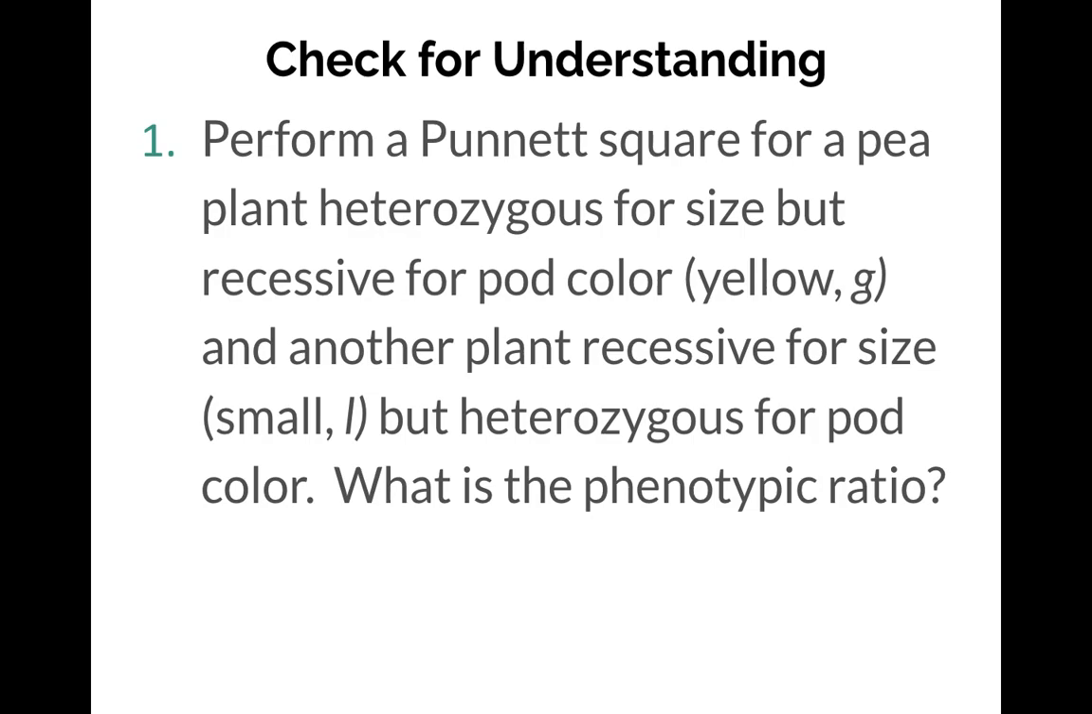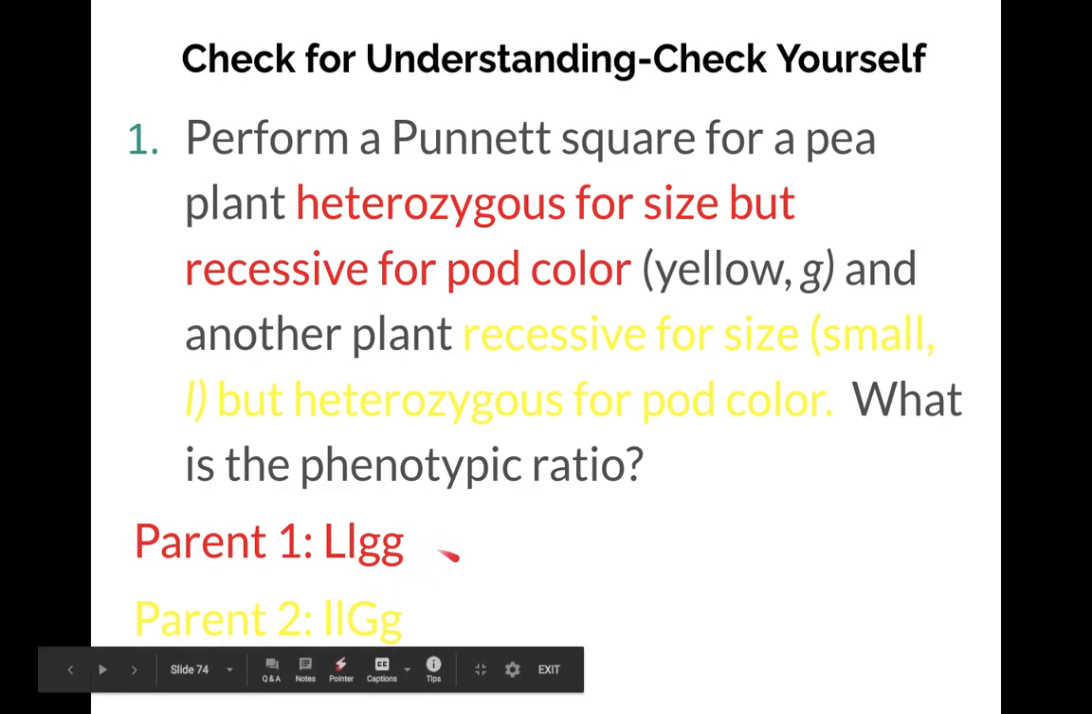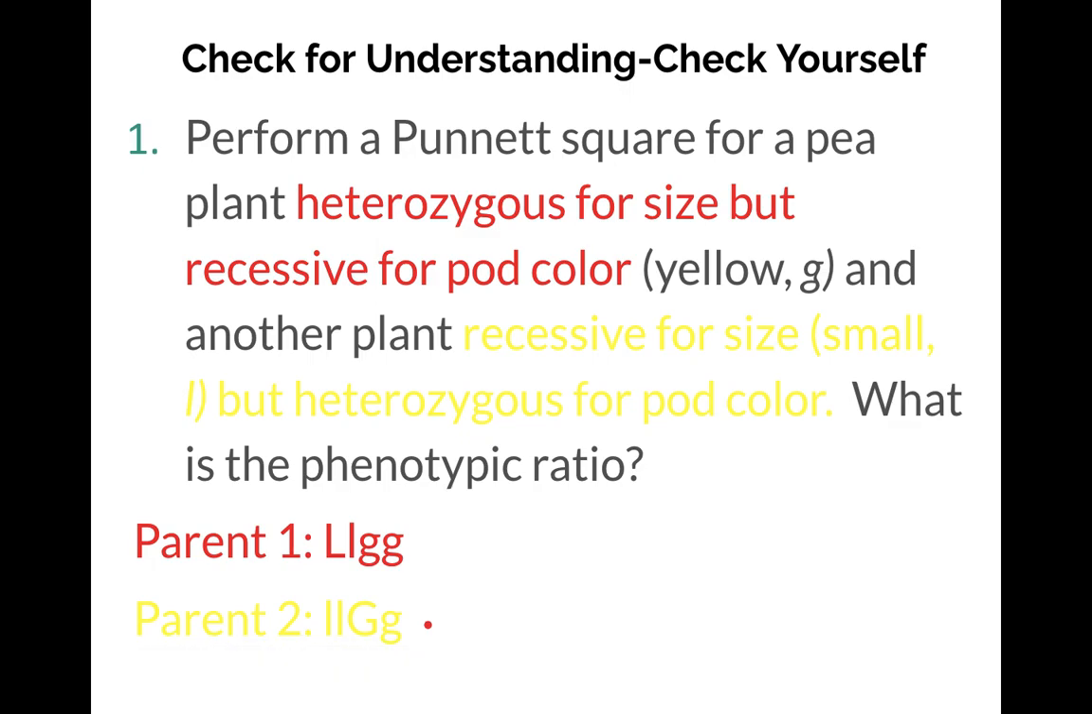Now we're going to do a few more practice problems together. So go ahead, pause here, read this problem, and try to set this one up on your own. Okay, so if you've tried to set up that problem or do it on your own, now we're going to go through it together. So step one, break down the problem. The first one is heterozygous for size, but recessive for pod color. So what's your parent? And the other one is recessive for size, but heterozygous for pod color.